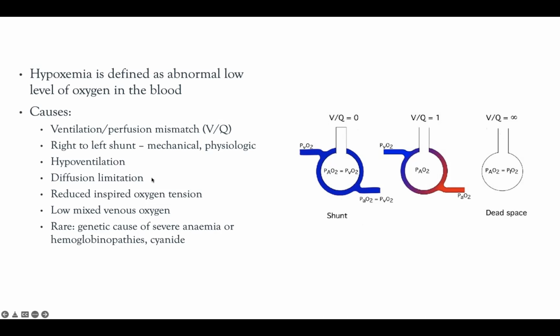There is also right to left shunting, and it can be mechanical, so cardiac abnormalities like VSD and ASDs. It can be physiologic, such as in pulmonary embolisms or pneumonia, where parts of the lung are physiologically shunted to try to optimize lung function. There could be hypoventilation, where there is not enough oxygen going into the lung itself. And there are some other ones as well, but those are the 3 big ones we want to focus on today.